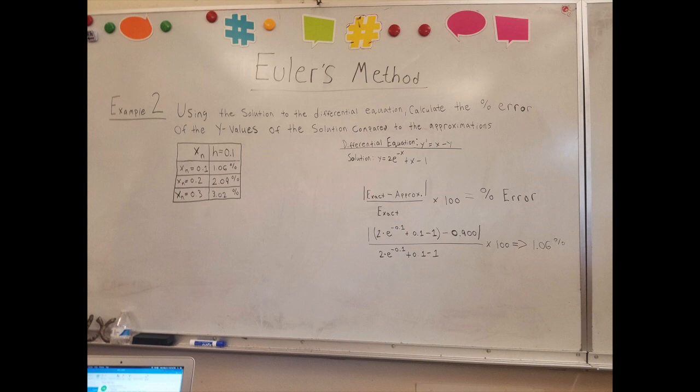The solution to the differential equation is given to you above. For example, you take your first x value, 0.1, and plug it into the solution to the differential equation, then subtract the approximation you got, which was 0.9, take the absolute value of that over the exact answer, times 100, and it gives you 1.06%. We calculate the rest of the values for the rest of your x values, and you get 2.09% and 2.02%.